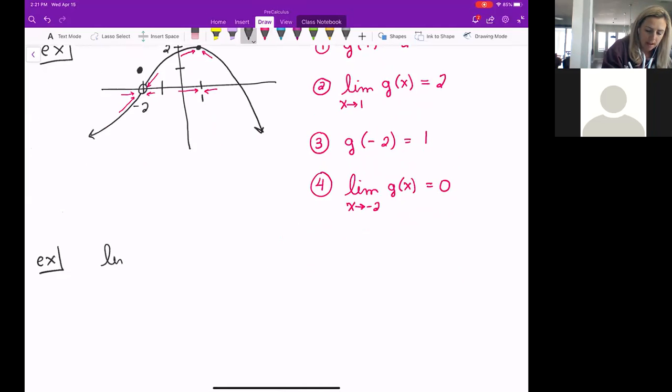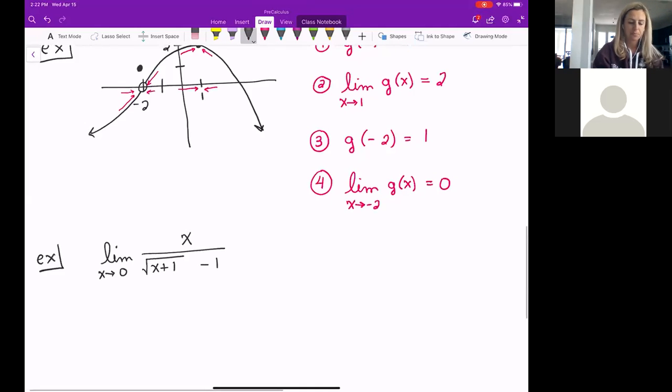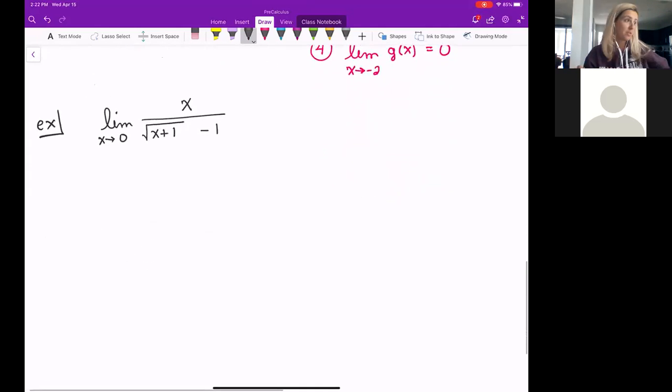So I could ask you, let's say I want to find the limit of x divided by the square root of x plus 1, minus 1. And so that's what I'm taking the limit of, so that would be my function. And I want to do it as x is approaching 0. So there's a couple things we can do.